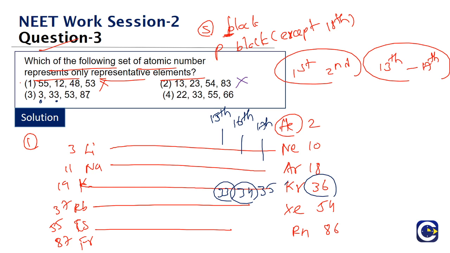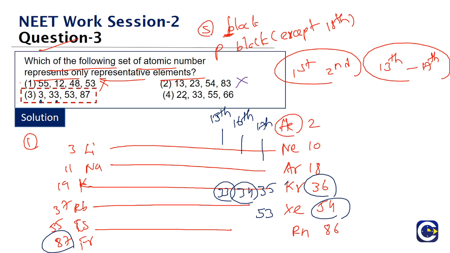What about 53? See, xenon is 54. The one that will come before is the 17th group element. That is also representative. What about 87? 87 is nothing but our francium. That is first group. So we'll see that option 3, all of them are representative elements.